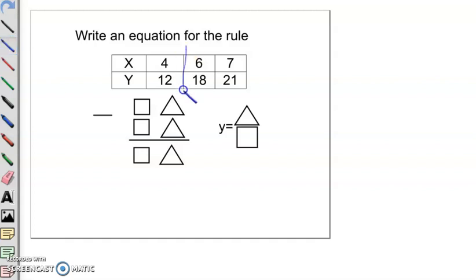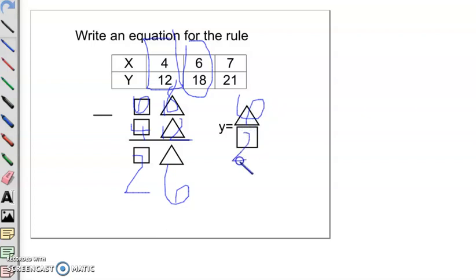So I'm going to look at my second point of 6 and 18 and go ahead and put 6 and 18 here. We're stacking. Let's do 4 and 12 next. 4 and 12. And then we're going to subtract. 18 minus 12 is 6, and 6 minus 4 is 2.